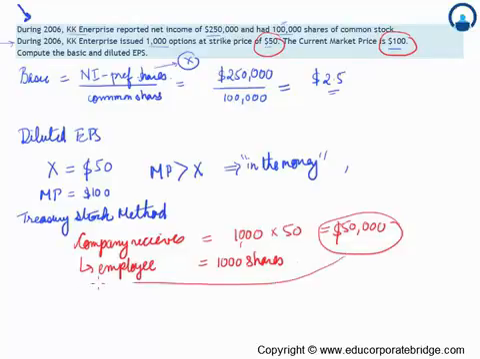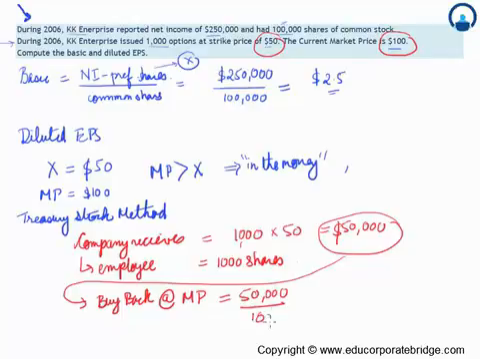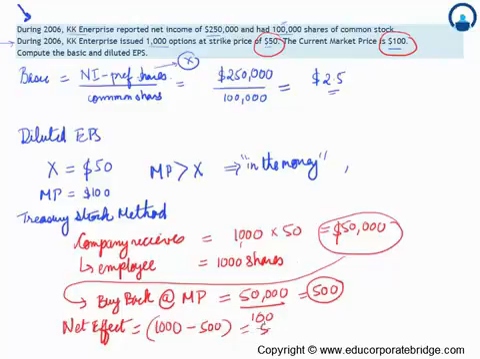What will the management do with this additional money? We assume that hypothetically they buy back shares from the open market at the market price. So how much can they buy back out of this 50,000? 50,000 divided by the market price of 100. So the number of shares that they can buy back is 500. So the net effect will be the 1,000 shares that were issued minus the 500 that were bought back. So the net effect in the denominator would be an additional 500 shares.